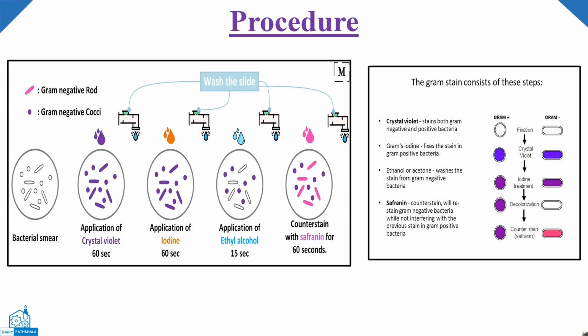This is the bacteria. We should first make the bacterial smear. This is our slide. First, we make the bacterial smear on the slide, and we first add crystal violet. Crystal violet is known as the primary stain.